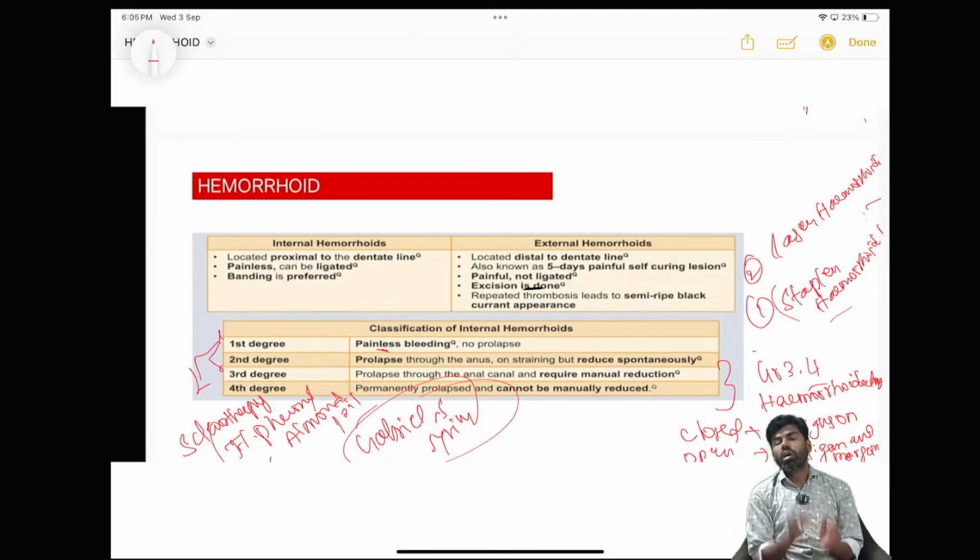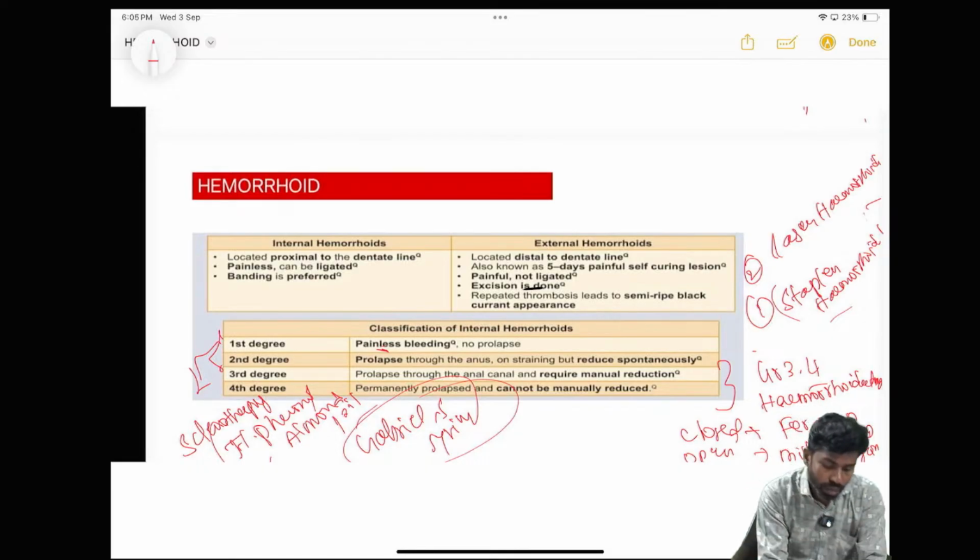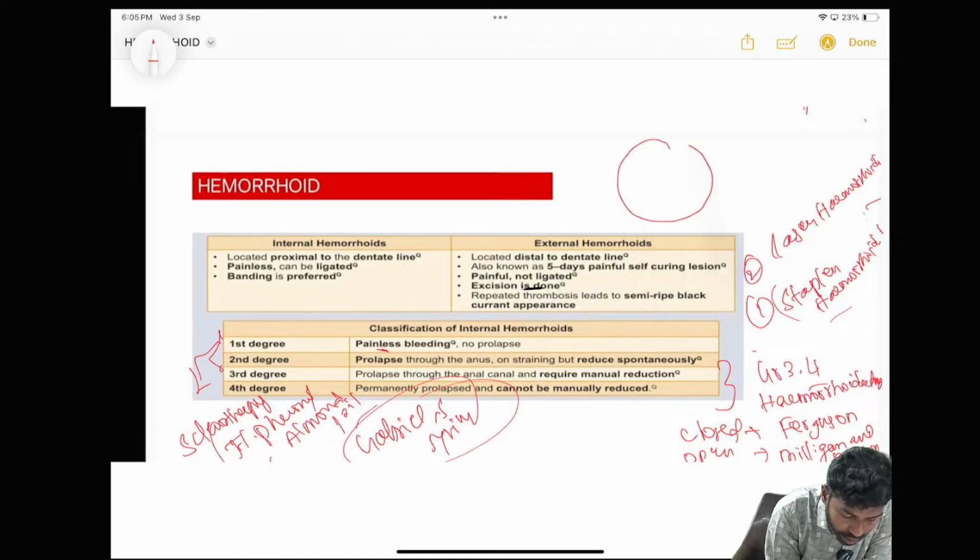Then another common question that will be asked: what are primary hemorrhoids? What are secondary hemorrhoids? What are primary hemorrhoids? If you look at the anal canal, you see 3, 7 and 11, that is 3 o'clock, 7 o'clock, 11 o'clock.